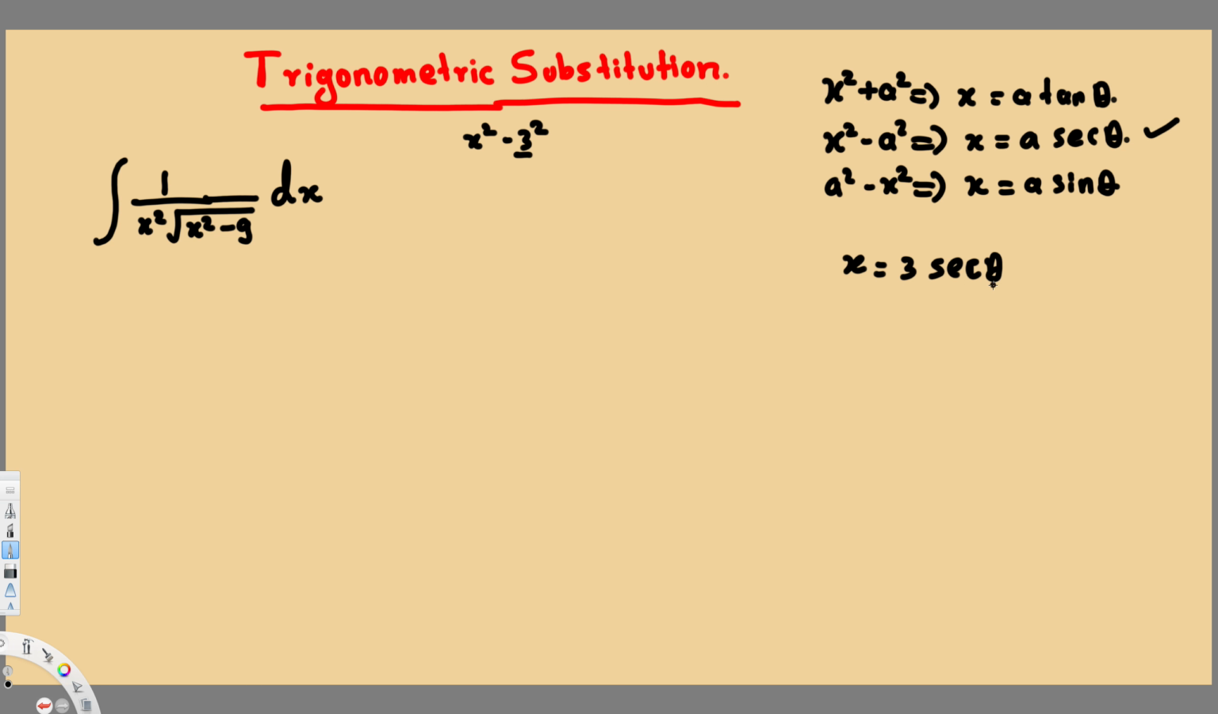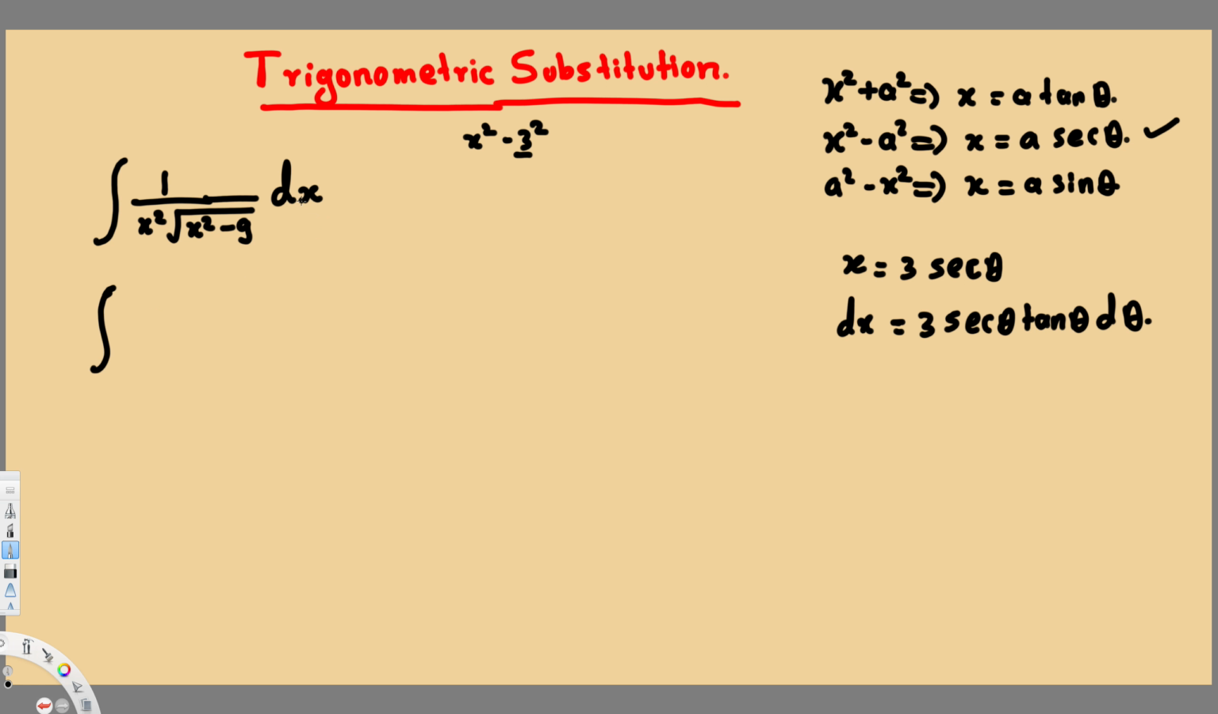Now we can replace all the x with this value, but we have to do something about dx. To do that, we have to take the derivative of this one. If I take the derivative of this one, this is going to be 3, and derivative of sec theta is going to be sec theta tan theta. So this is going to be sec theta tan theta d theta. Right? Now we can write everything in terms of theta. Now let's go ahead and write that.